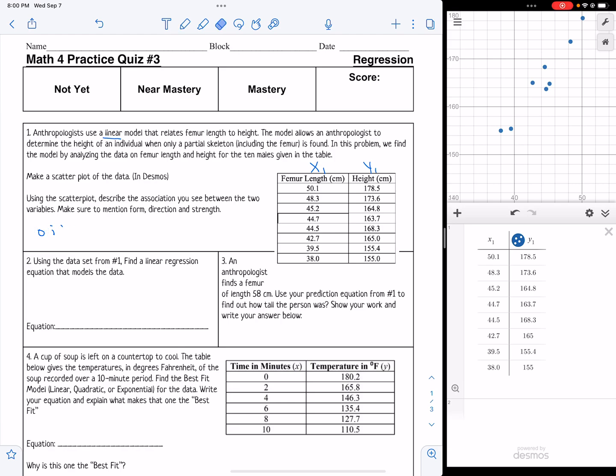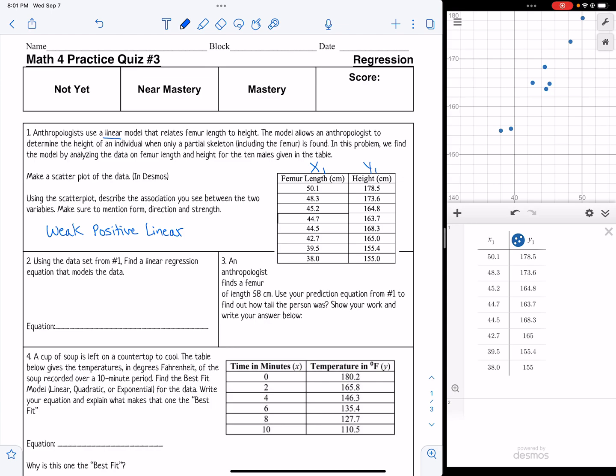It's kind of weak. It's not very close together. So I would call this a weak, positive, linear plot. Or we could say correlation. Or let's just leave it at that. Weak, positive, and linear. Those are the words I would be looking for on your quiz.